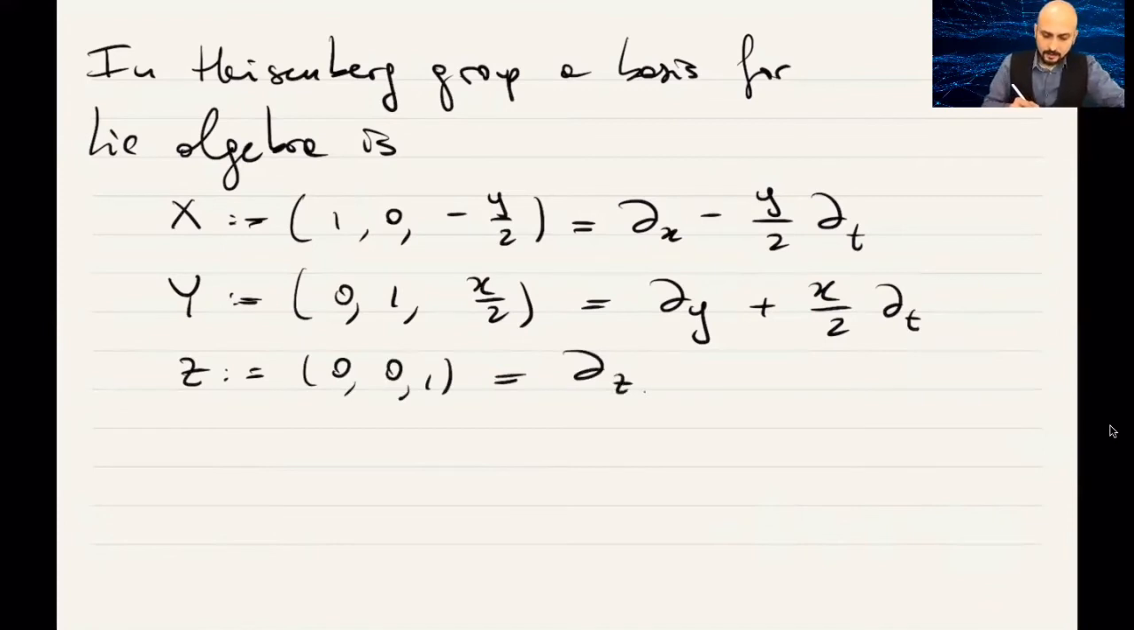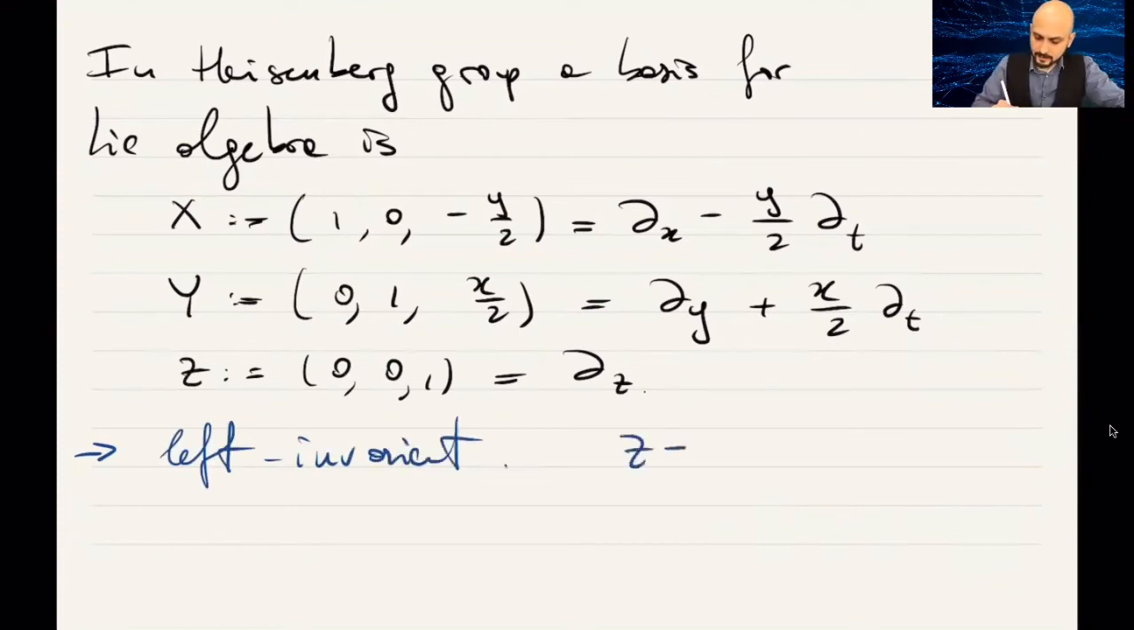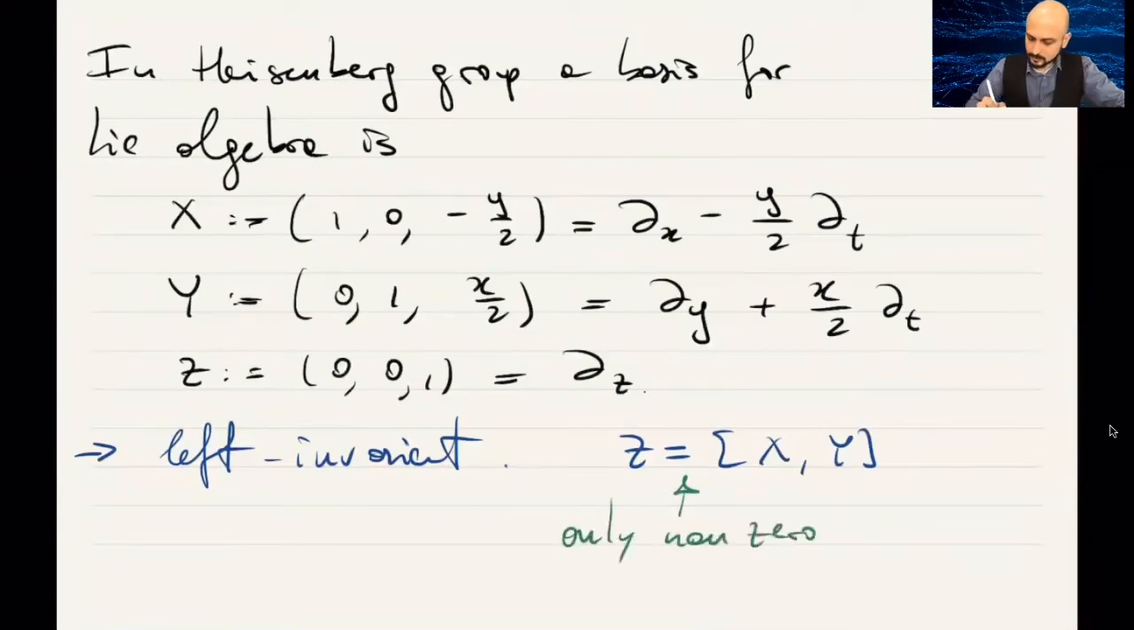So check that they are left invariant. Check also that Z is the bracket of X and Y. And this is the only non-trivial bracket, the only non-zero bracket. In other words, Z commutes with X and Y.